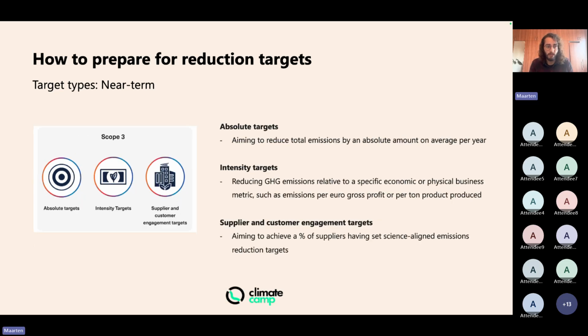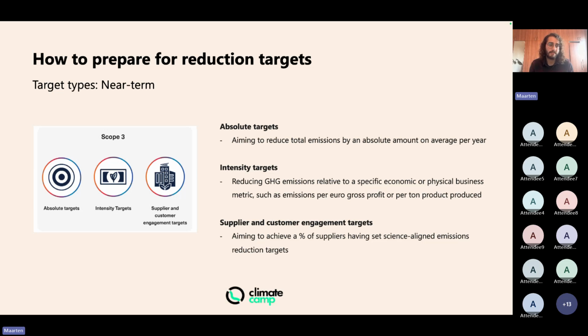Then we have scope 3 targets. Now, scope 3 targets, there are multiple targets, 4 of them, or 3 according to the icons. You can choose between absolute targets, intensity targets, or supplier and customer engagement targets. I will talk about how you can combine these a bit later, but to give a quick view, absolute targets is the same as scope 1 and 2. You have to reduce the total amount of emissions by an absolute amount on average per year.